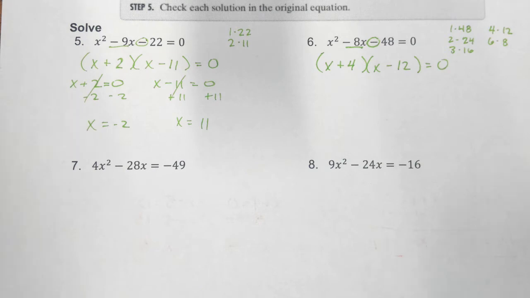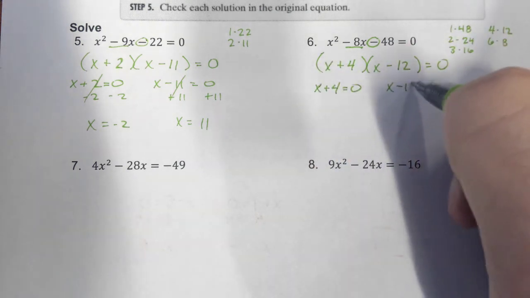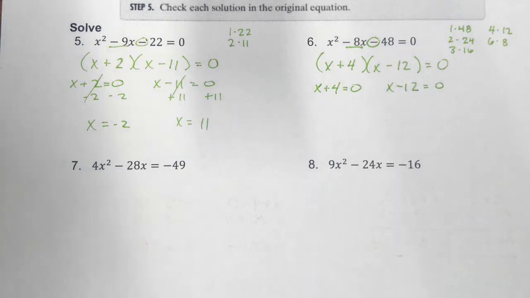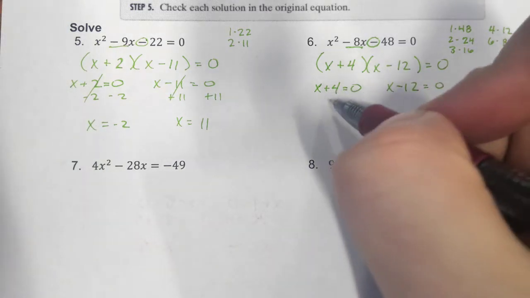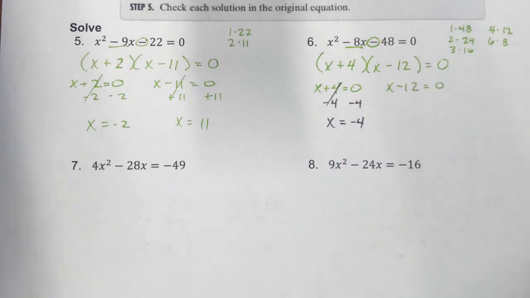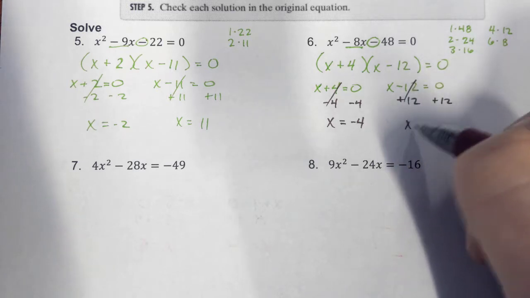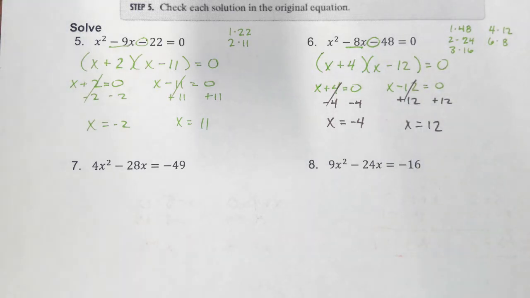Now that it's completely factored, we take each factor and individually set them equal to 0. And these are very easy equations to solve. On the first one, we subtract 4 from both sides, and x equals negative 4. On the next one, we add 12 to both sides of the equation, and x equals 12. There are your two solutions, negative 4 and 12.